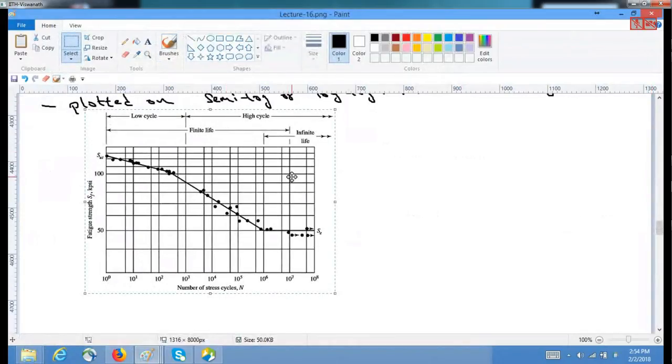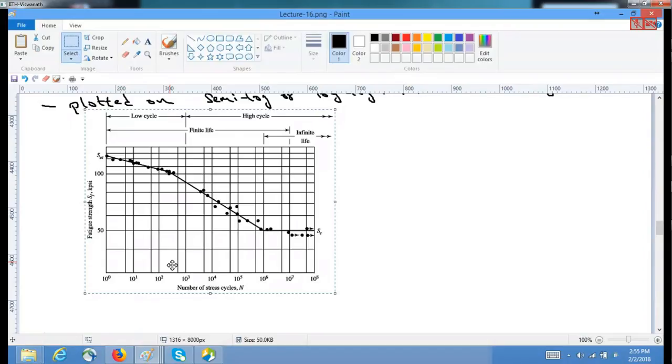So let's say if you're operating any given sample, let's say we want to operate something at 100 Newton per mm square. If you operate at 100 Newton per mm square, you can see that under this log plot, it comes out to something close to 900 cycles.